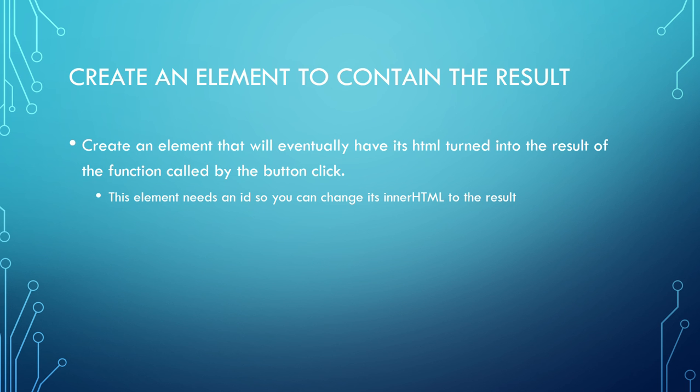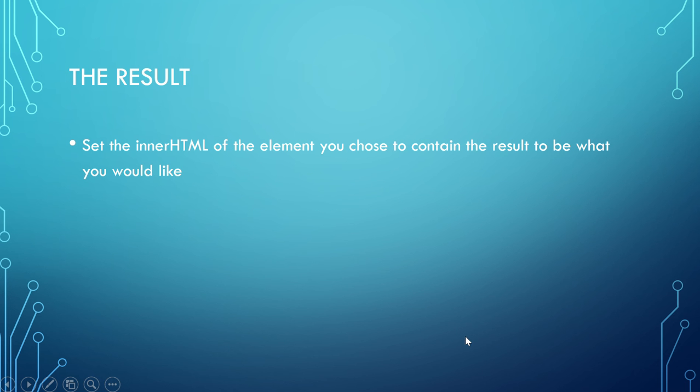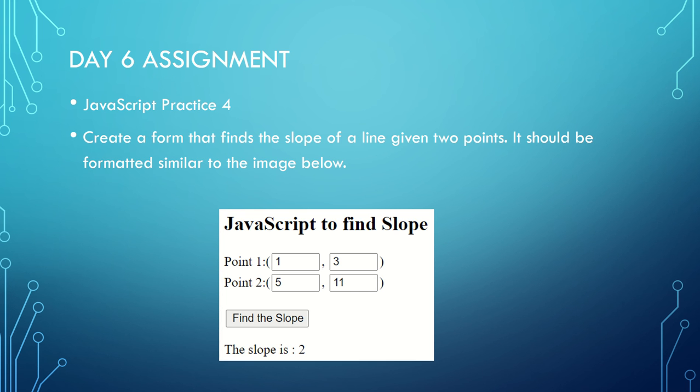Create an element that will eventually have its HTML turn to the result of the function. That's where I use the span, okay, but you could use other things. And then you're going to change the inner HTML of that. Then you're going to create your function. So you define and set your variables. So I had number 1, number 2, and number 3, okay? And then to do that, you have to get the value. And then if you want the data to be a number, you have to use parse int. So it's going to be parse int, and then all of that. The result, you're going to set the inner HTML of the element you chose to contain the result to what we would like it to be.